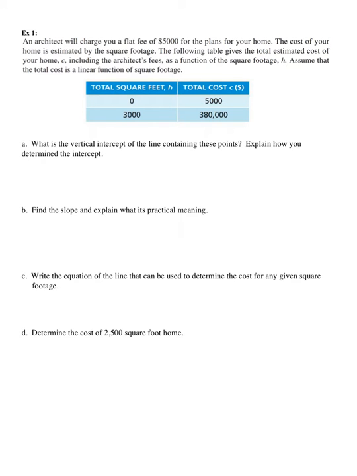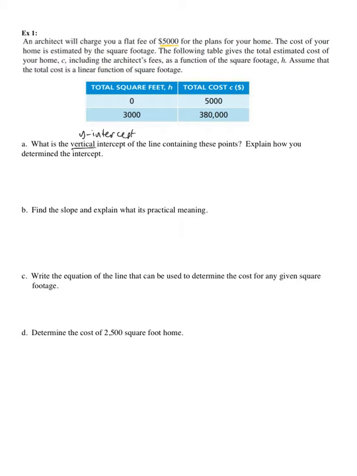In this example, you are planning on buying or building a house, and so there's going to be a flat fee of $5,000 for the plans from the architect. And then we're going to have a cost for the home by the square footage. So in this one, you can see that we have an initial value, the $5,000 that we're paying the architect for the house. In this first question, what is the vertical intercept? That's just another way of saying y-intercept of the line containing these points. Explain how you determine the intercept.